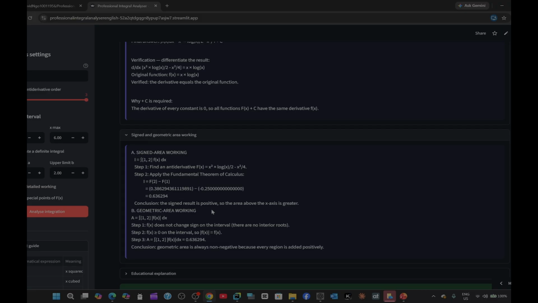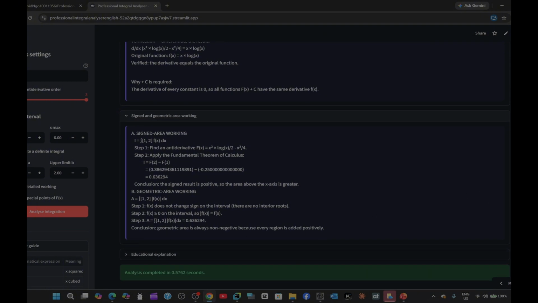So the conclusion: the signed result is positive. So the area is above the x-axis, right there, right? Above the x-axis, you see the chart I showed you before. Anyway, when I work out the geometric area, you might get a different one. You split it at any x-intercept somewhere, right? Is there any intersection when you look at the chart? In this case, you can see what happened.